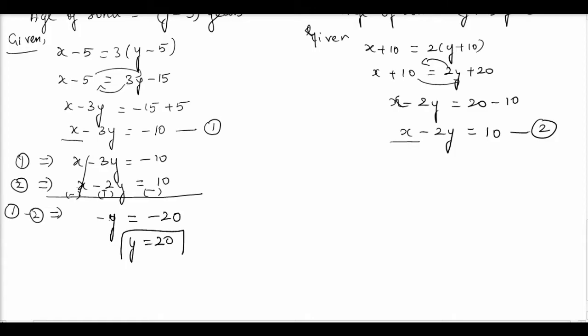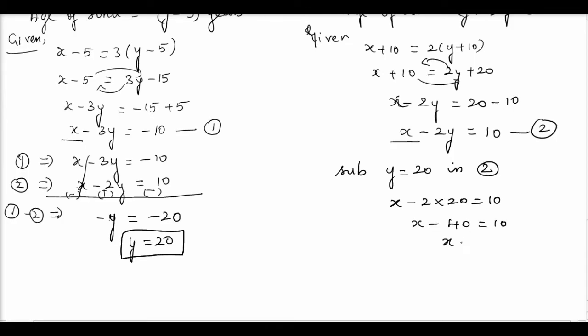So we get y equal 20. So we have got the age of Sonu as 20 years. Let's substitute in any one equation and get the value of x. So substitute y equal 20 in equation 2. So we get x minus 2 into 20 equal 10. Otherwise x minus 40 equal 10. That gives x equal 10 plus 40. That is x equal 50.